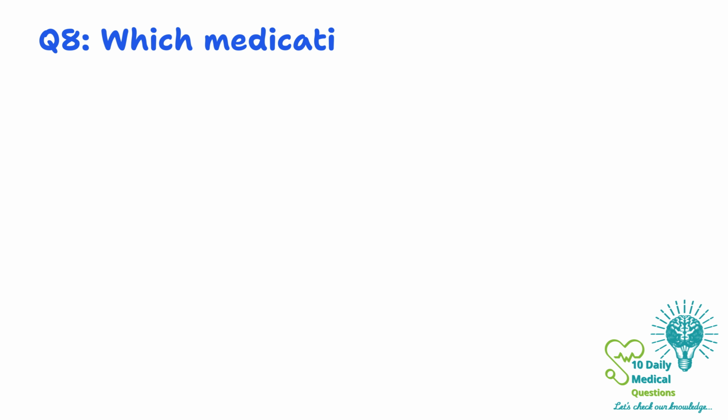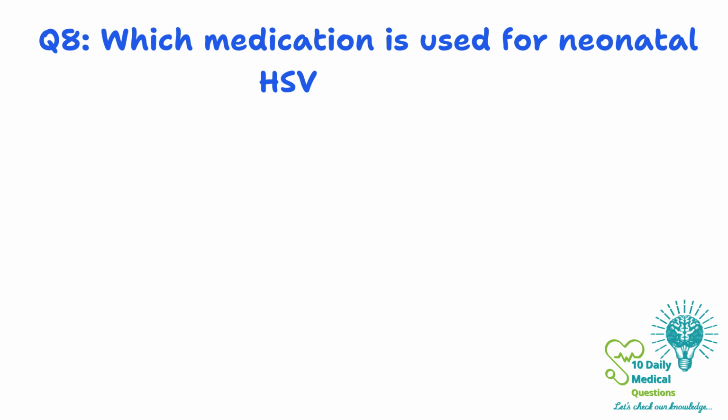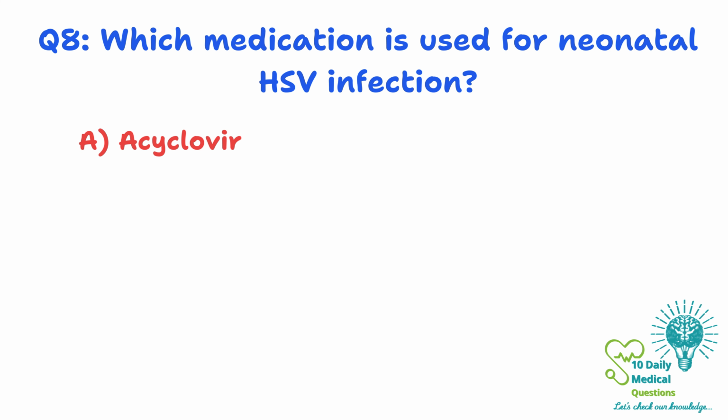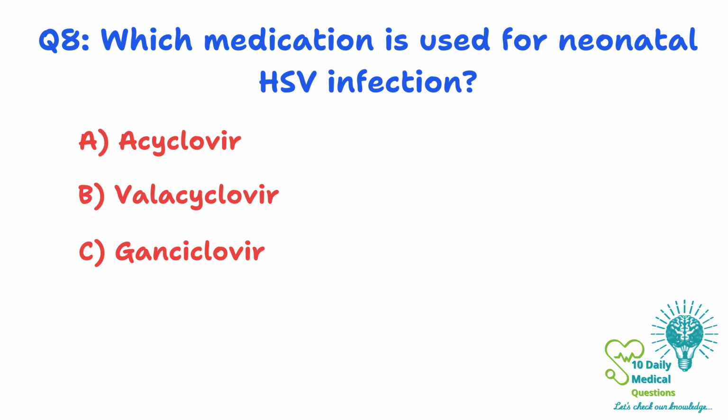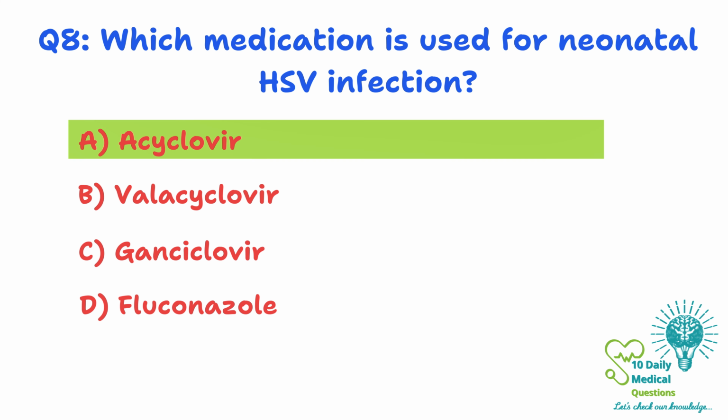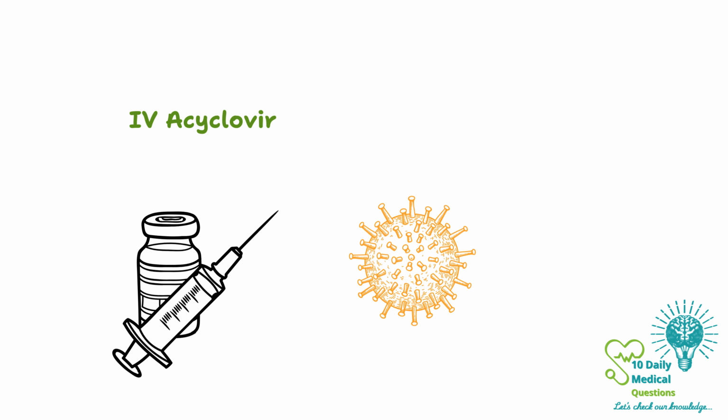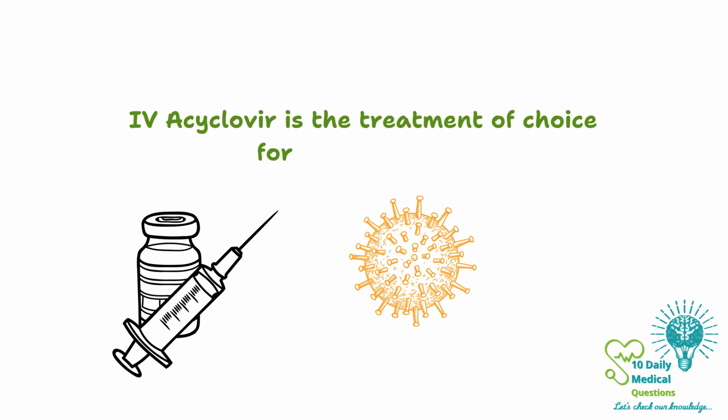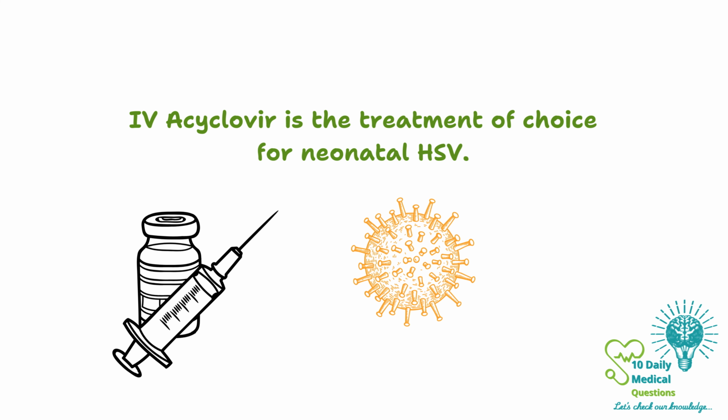Question 8. Which medication is used for neonatal HSV infection? Option A, acyclovir. Option B, valacyclovir. Option C, ganciclovir. And option D, fluconazole. Answer option A, acyclovir. IV acyclovir is the treatment of choice for neonatal HSV.